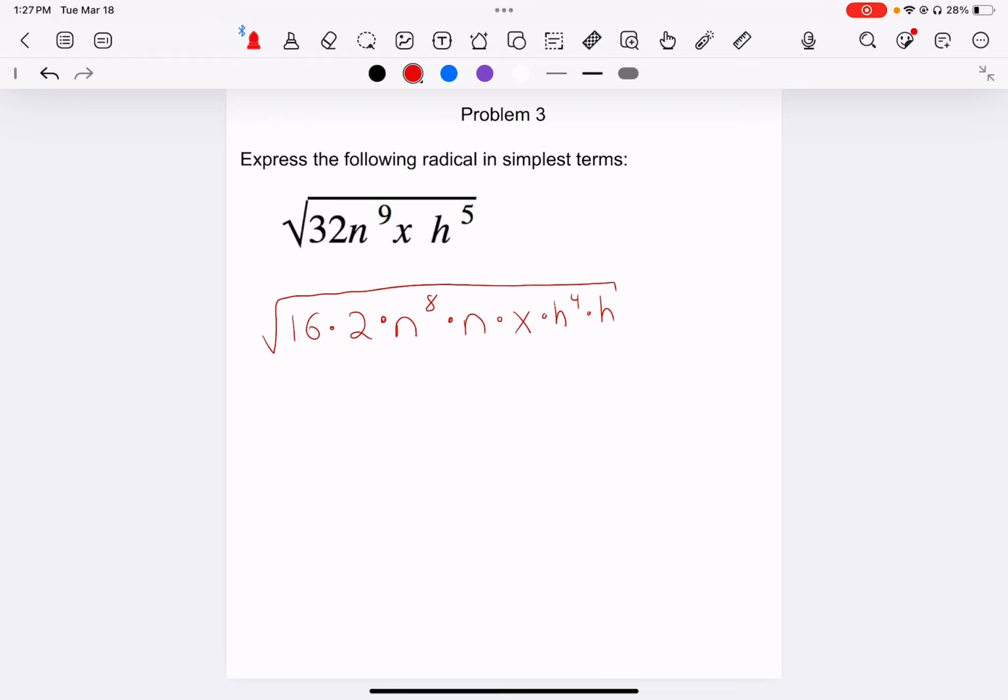Now I'm just going to go piece by piece. 16, I can take the radical of that, it's going to be 4. So it's going to go outside my radical. 2, I cannot take the radical of that, so it's going to stay inside my radical. N to the 8th, the square root of that is n to the 4th. And then n is going to stay inside my radical. X stays inside my radical. H to the 4th, square root of that is h squared. And then the h stays inside my radical. So this would be my answer in simplest terms.